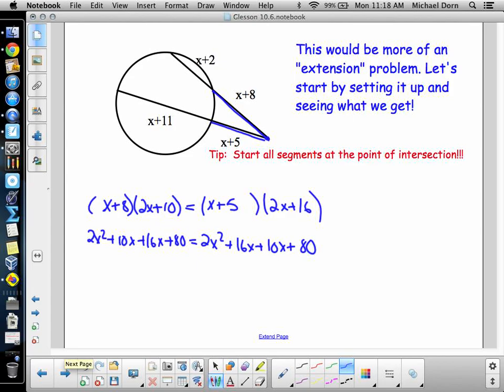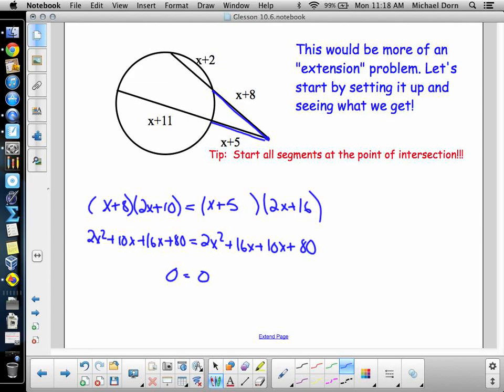What do you notice? Exactly the same, aren't they? So we get 0 equals 0. What does that mean? That any value of x will work. It's kind of interesting when you get it. At the very least, when I set it up, I was hoping the x squareds would cancel out, and they do. But even more so, everything cancels out.